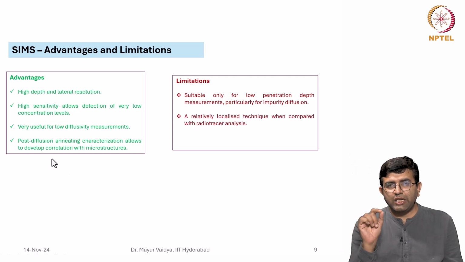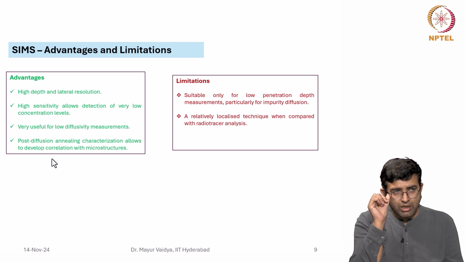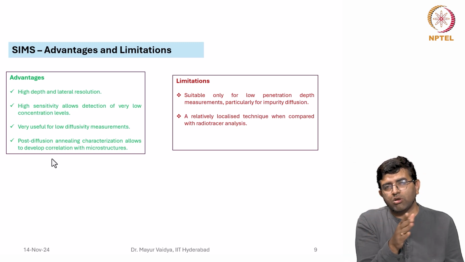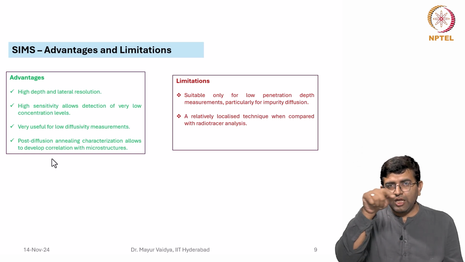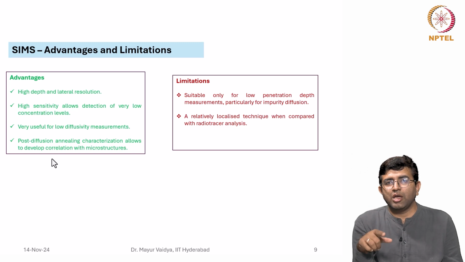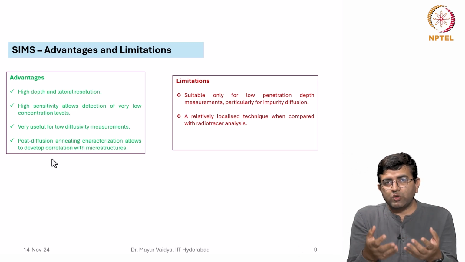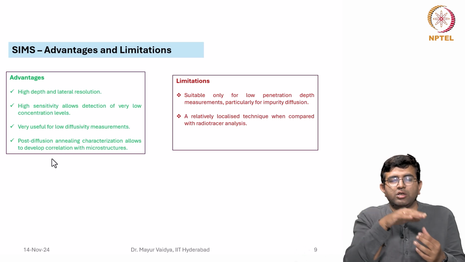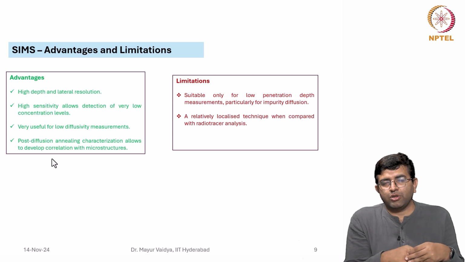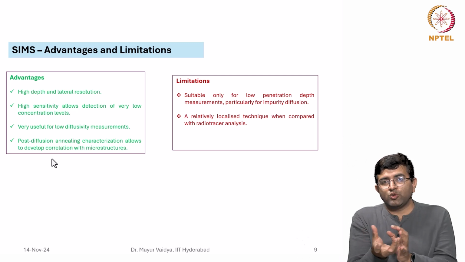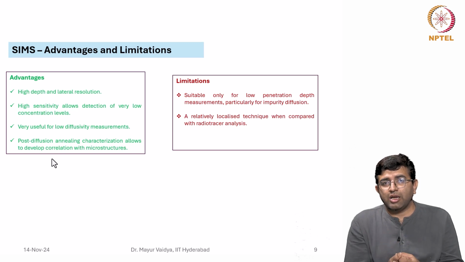It's a relatively localized technique, as you saw that the crater size, for example, can be in the range of 100 microns by 100 microns, or maximum 300 microns by 300 microns. So it is not the depth, it is the area that can be scanned by the beam. So if you want to have a large sample analyzed for diffusion, then you need several such craters to be made, and then you have to take some kind of average. If you don't choose several craters, then you will not be getting statistically reliable data.